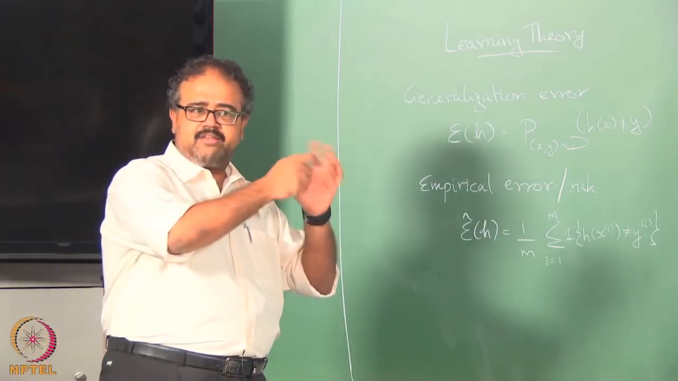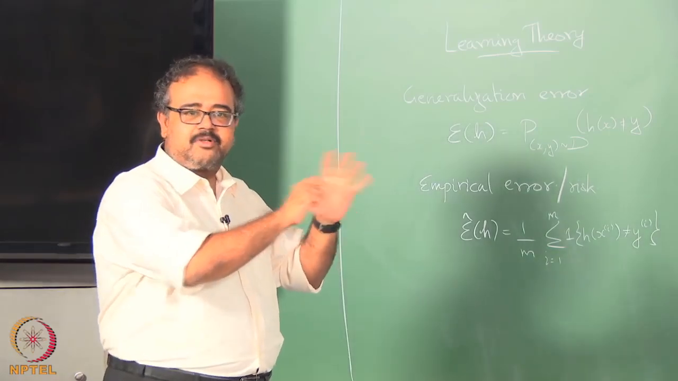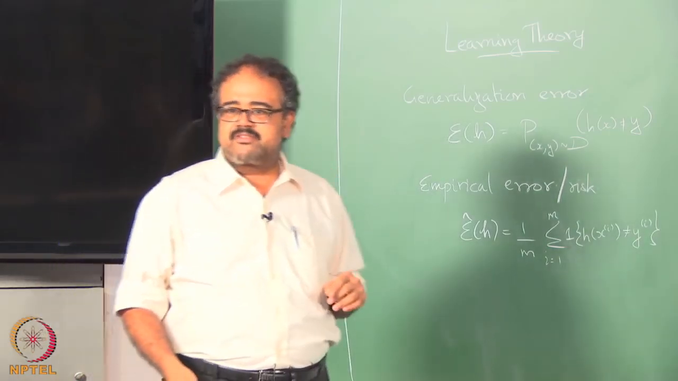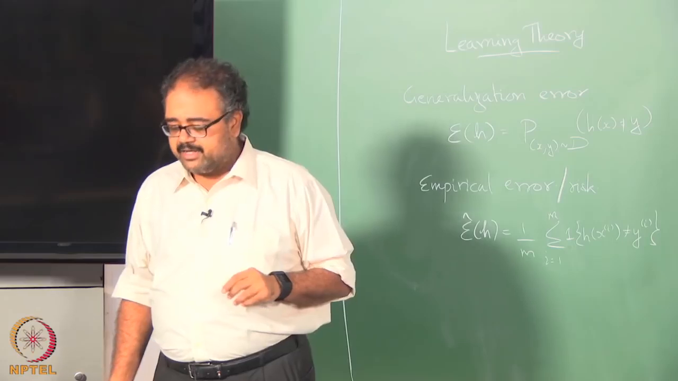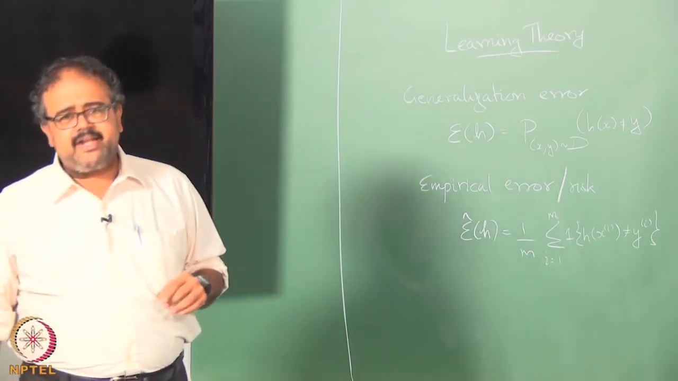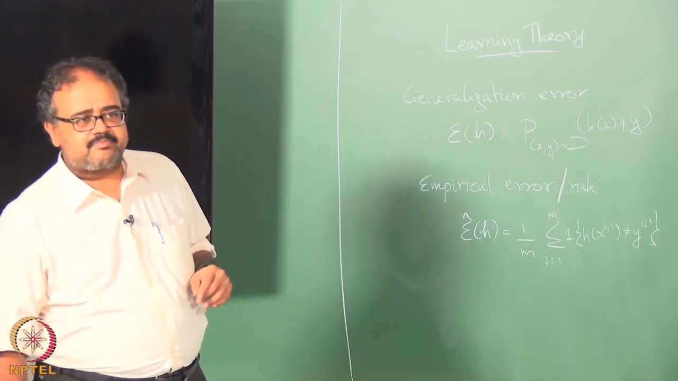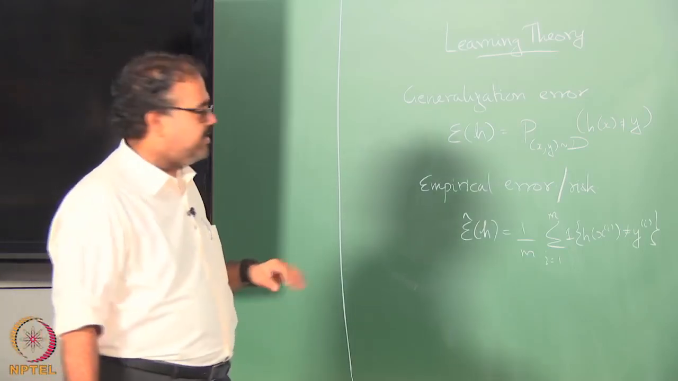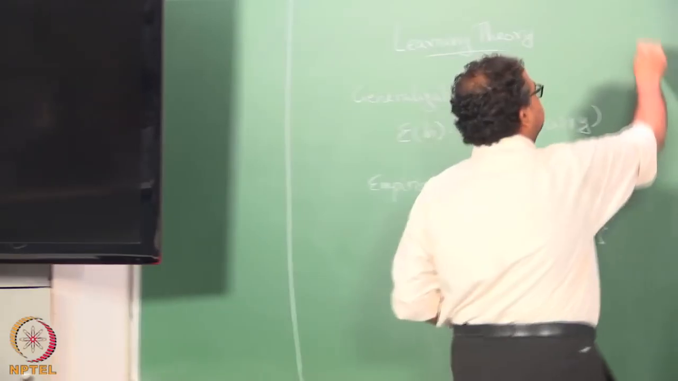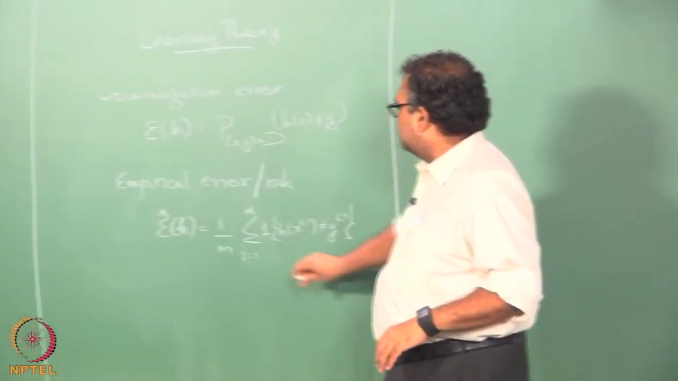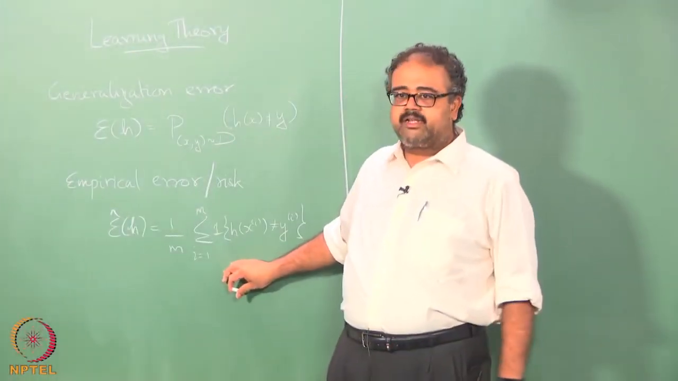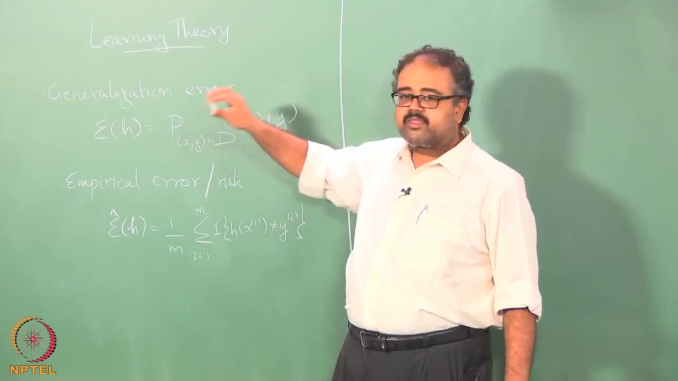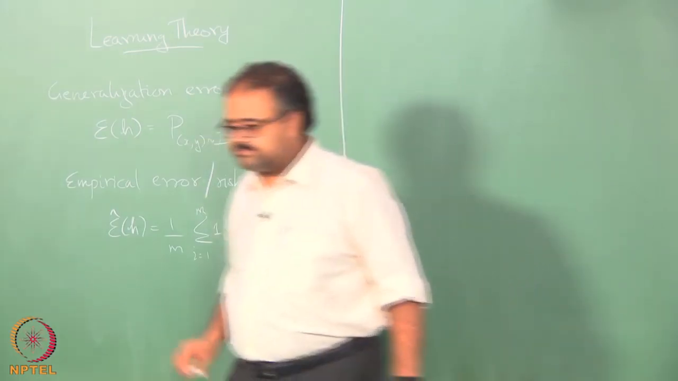See, this has shades of hypothesis testing, but we are going to do a very different kind of analysis here. It has got shades of hypothesis testing, but the kind of analysis we do here will be very different. So, the question that we are asking is, given that I can estimate empirical risk, what can I say about the generalization error?